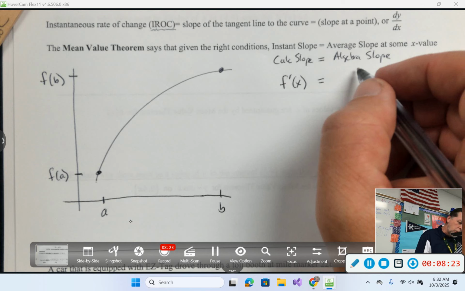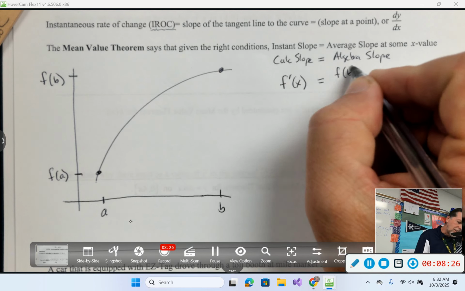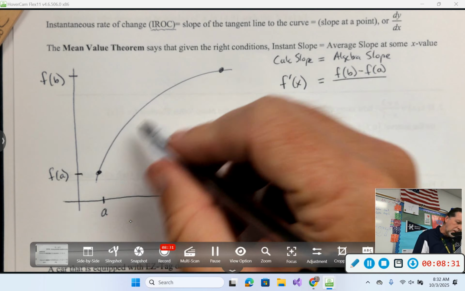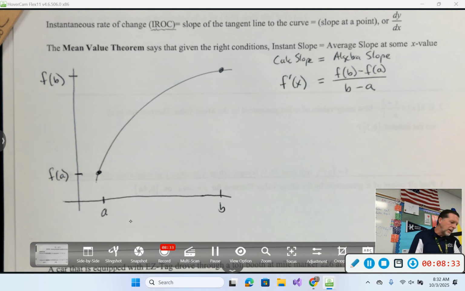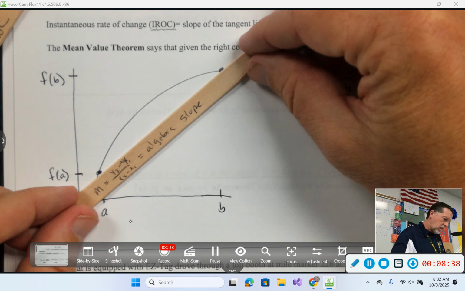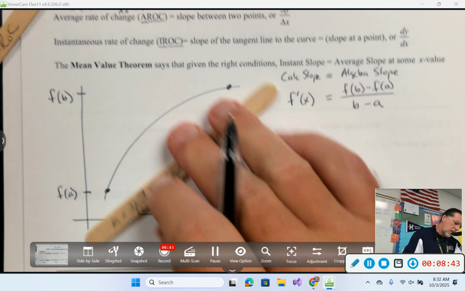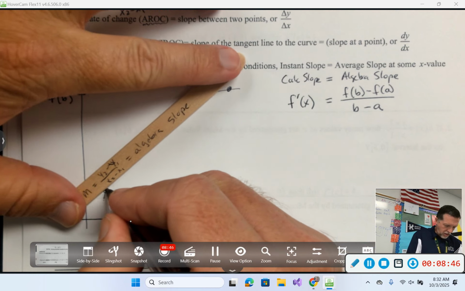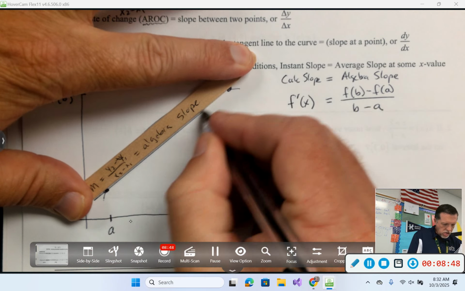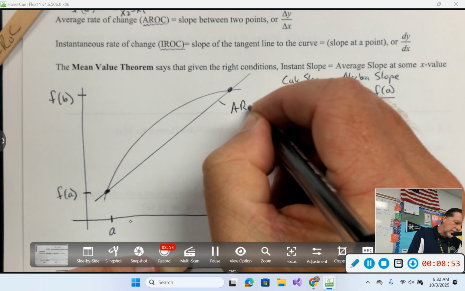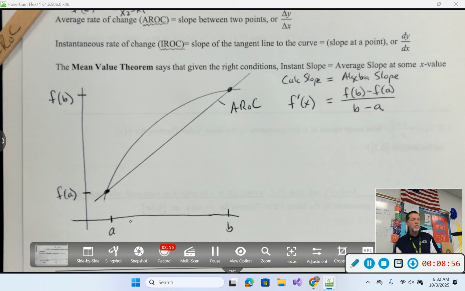The algebra slope, that's a little bit easier. That's a good old slope formula from 8th grade. f of b minus f of a over b minus a. There's our algebra slope. There's our average rate of change. After I just said be careful with abbreviations, I'm going to use one. There's our average rate of change.